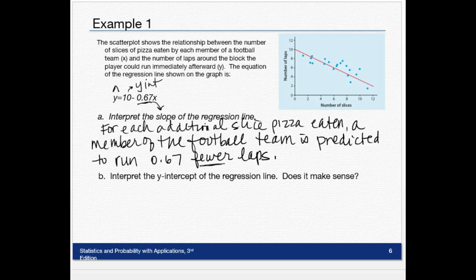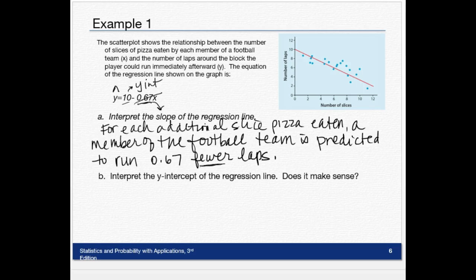Now B says interpret the y-intercept. And does it make sense? So let's look at this. If the y-intercept is when x is 0, so let's think x equals the number of slices eaten. So at no slices eaten, how many laps do they predict they can run? Well, if this whole part of the equation back here is 0, then we predicted they can run 10 laps, right? So that's legit. That could make sense.